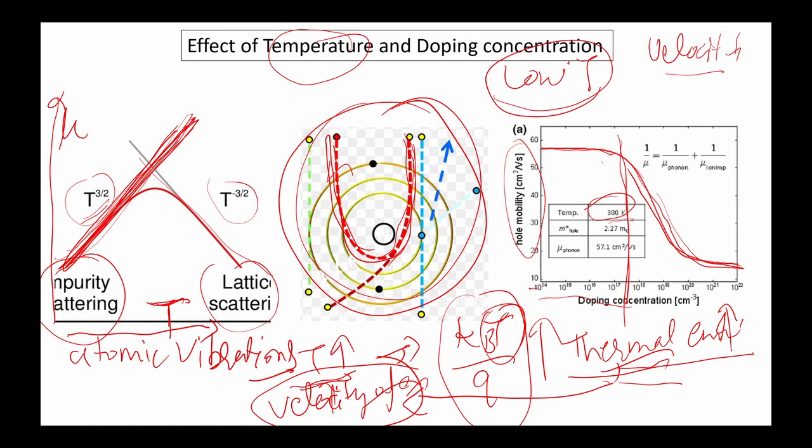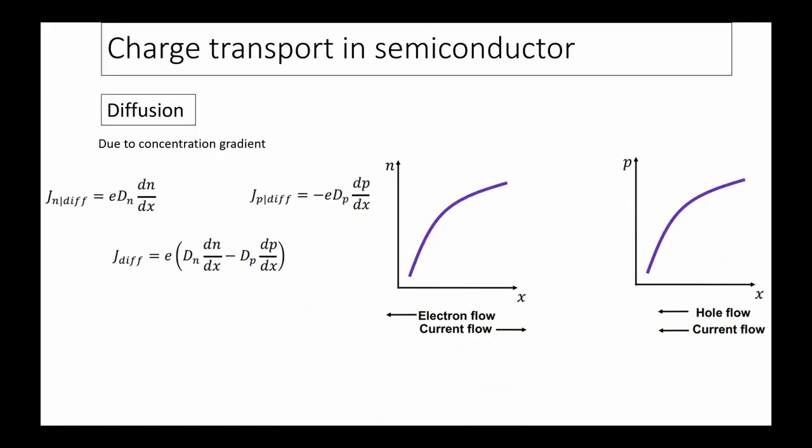Now, there are two ways charge transportation happens in a semiconductor. One is because of diffusion, and another is the drift of the charge carriers. Diffusion happens because of a gradient. There is a concentration gradient. A concentration gradient comes into the picture when we dope the semiconductor.